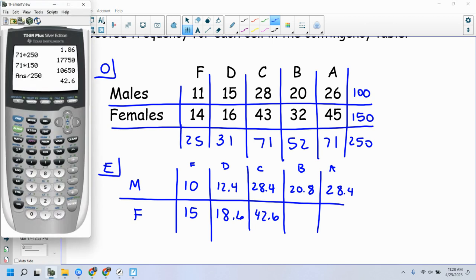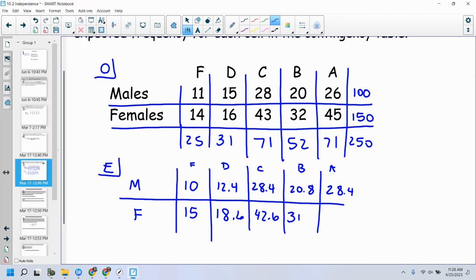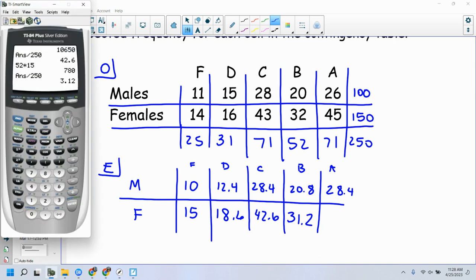52 times 150 divided by 250. I did it again. Darn it. All right, move the decimal. 31.2. And then lastly, 71. Double check that one. Okay, good. 71 times 250. Oh, I did it again. Darn it. 71 times 150 divided by 250. Trying to go too fast. 42.6.